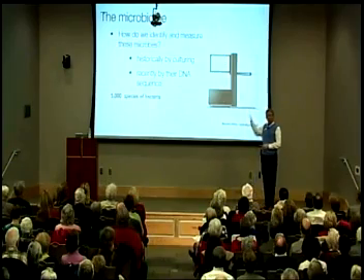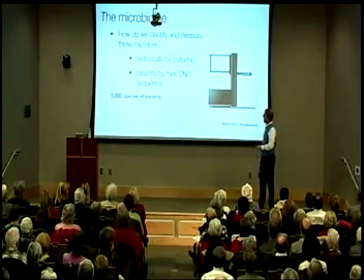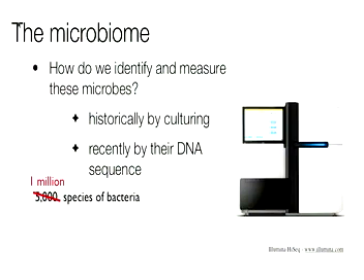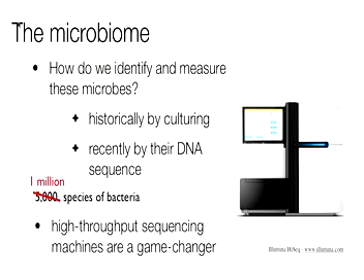So this high-throughput sequencing approach now lets us suggest or estimate that there's over 1 million different species of bacteria in the world. Pretty big jump from 5,000 to 1 million. And it truly is a game changer.